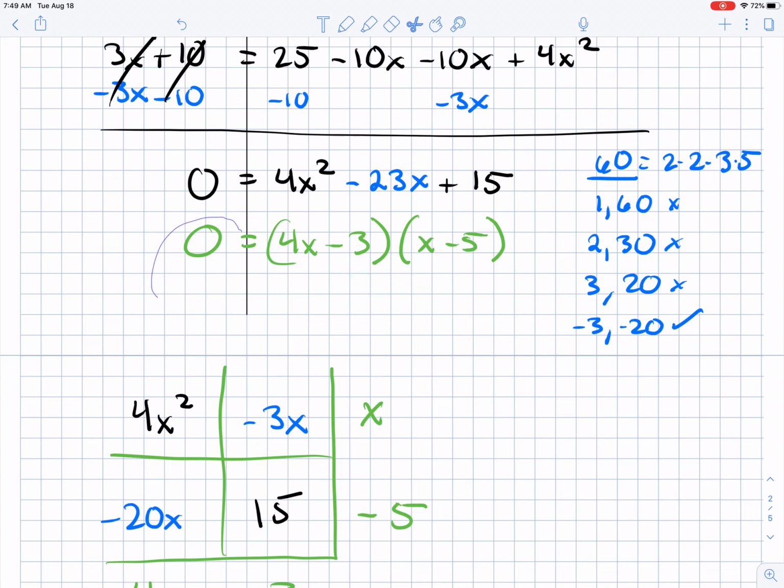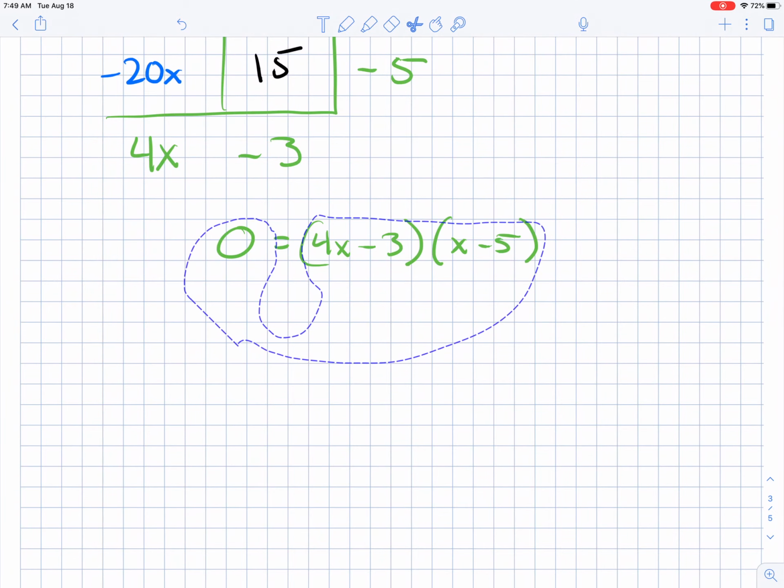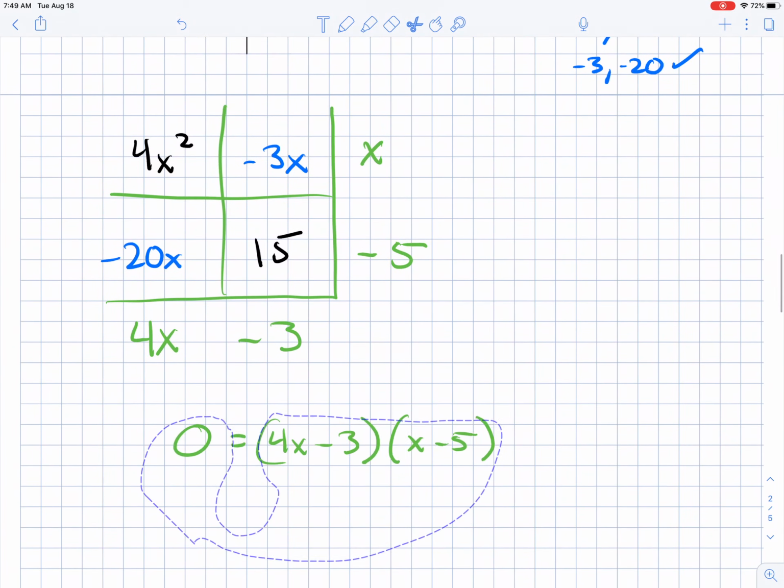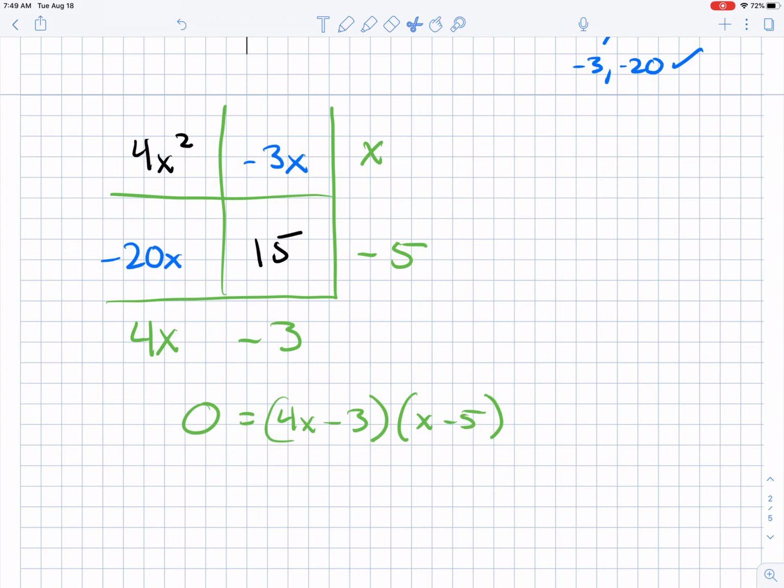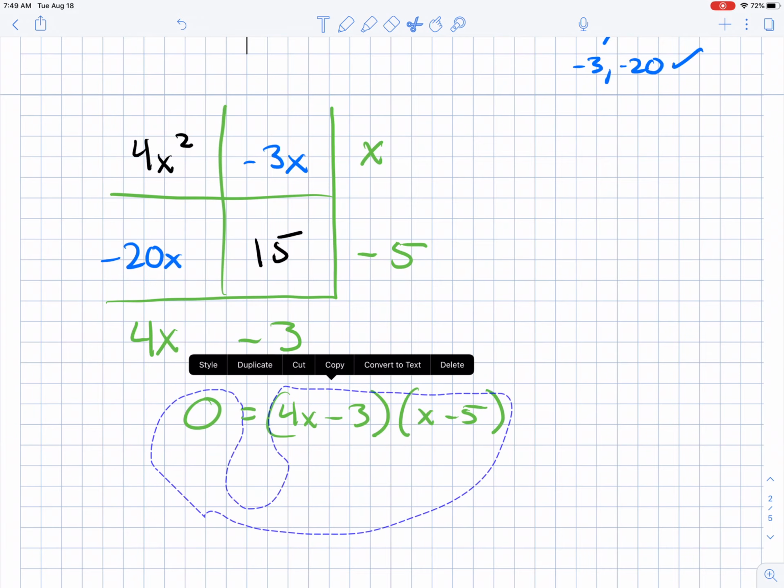I'm going to get a copy of this and just move down to the next page to have some space. Let's copy. So we're going to stand by this result. I want to keep going right here.